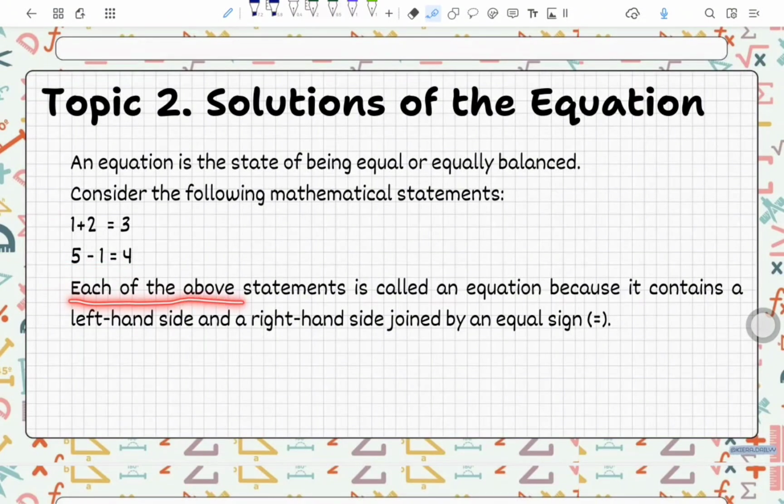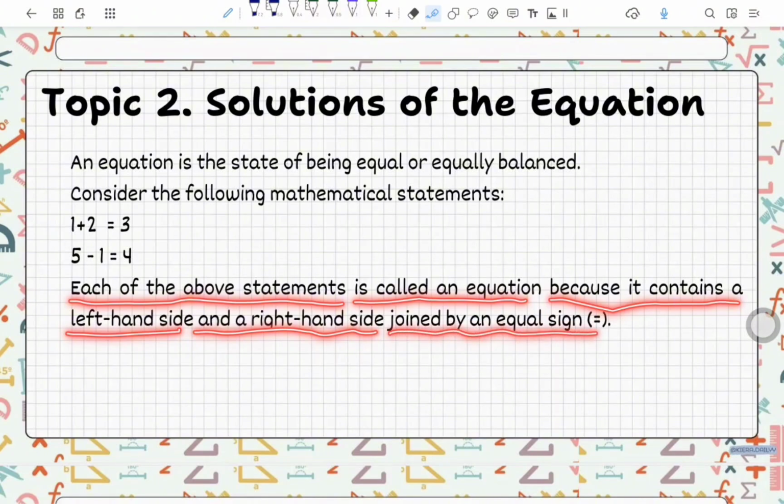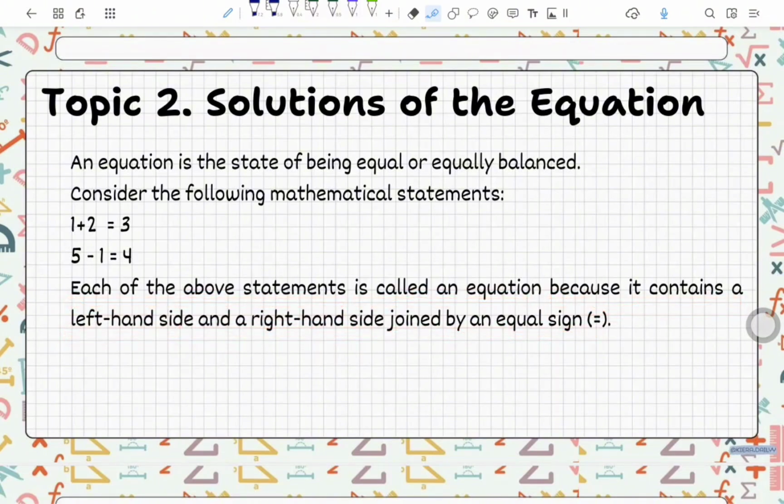So each of the above statements is called an equation because it contains a left-hand side and a right-hand side joined by an equal sign. So what is an equation? They should be what? Equal or equally balanced. And what is equal or equally balanced? That is your left hand and your right hand, and the symbol in the middle, the one that joins the left and the right side, is an equal symbol or equal sign.